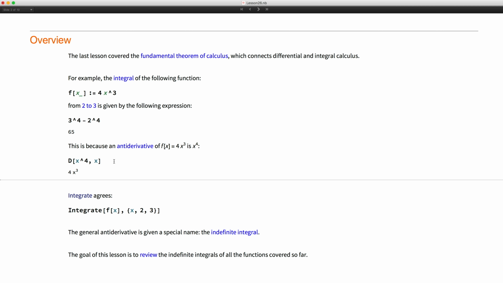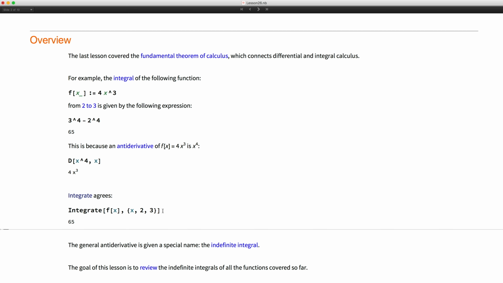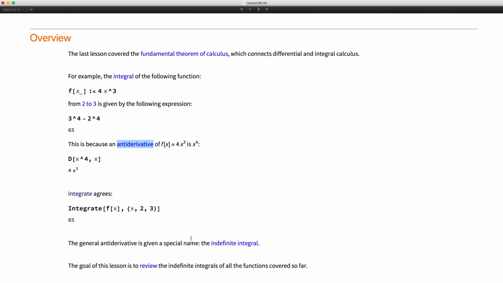So if we try the same thing with Integrate, but now tell it to find the integral of the function from 2 to 3, you get back just the same answer. So what we learned is that the antiderivative is in fact a very nice way to do integration. And hence, we give it a special name. We call it the indefinite integral. So the goal of this lesson is to review the indefinite integrals or antiderivatives that you learned so far.